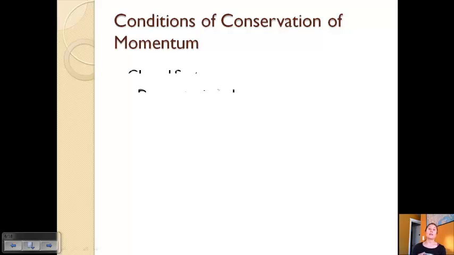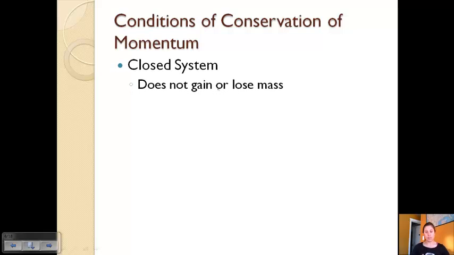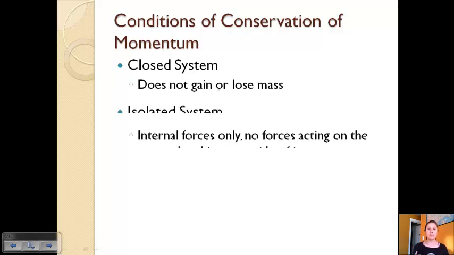There are a few conditions that need to be in place in order to have conservation of momentum. We need to have a closed system, which means the object won't gain or lose mass. A lot of times we're also going to talk about car crashes and other collisions. We're going to assume that even though pieces can fly off the car, the object's not going to gain or lose mass. So it's a closed system. We're going to draw a circle around it.